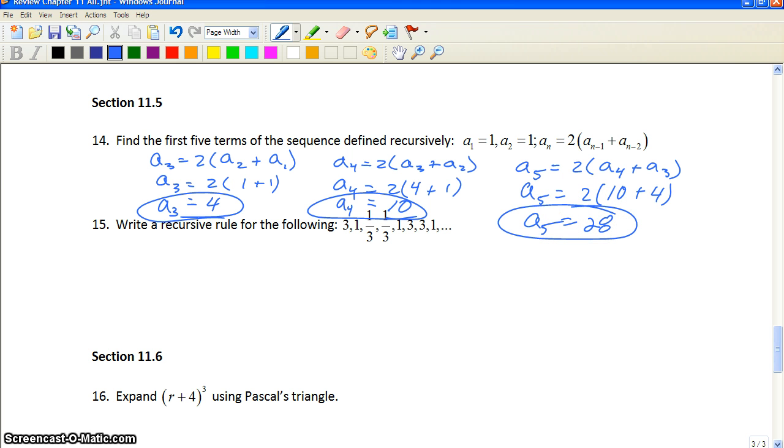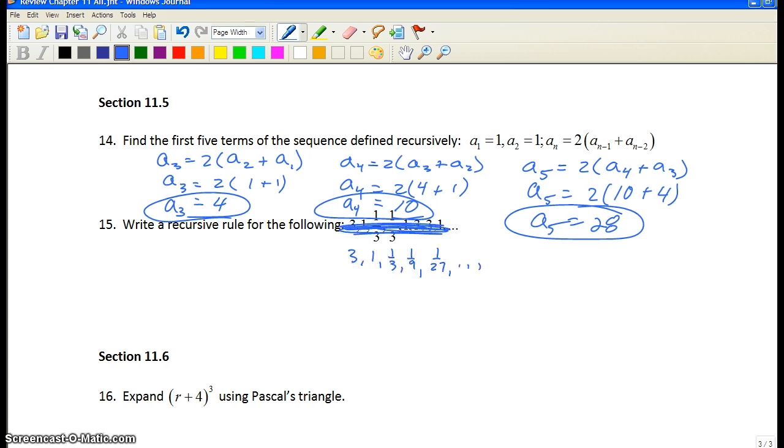Okay, now writing a recursive rule. Now guys, I actually changed this one on the sheet that you have. I just didn't change it on a previous file.